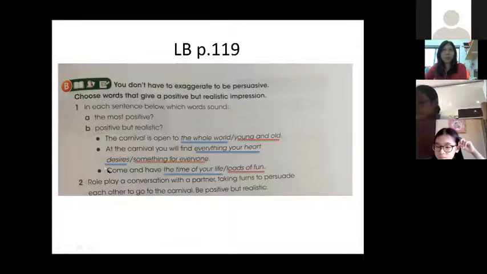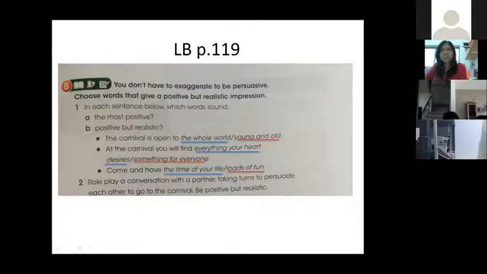Number 3, the third point, come and have the time of your life or lots of fun. Which is which? I think lots of fun is a positive and realistic impression. The time of your life is the exaggeration. Time of your life is positive, and lots of fun is positive but realistic. Yes, this is realistic. You can have loads of fun. That's realistic, okay? That is possible to happen. But the time of your life, oh man. So that means next time you will never have something fun and you call it the time of your life. No, I don't think so.